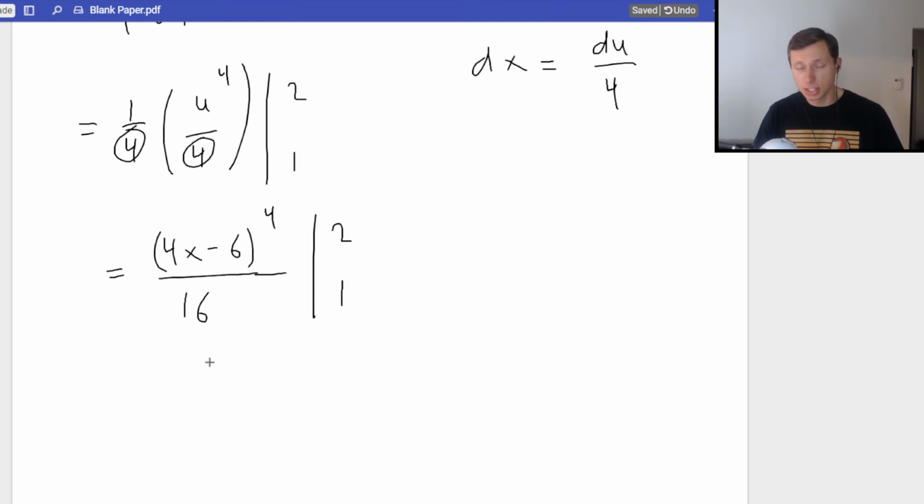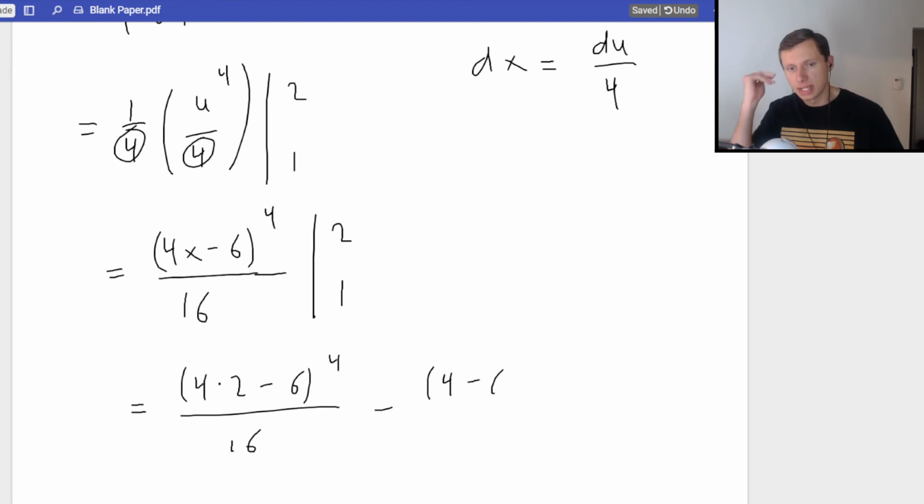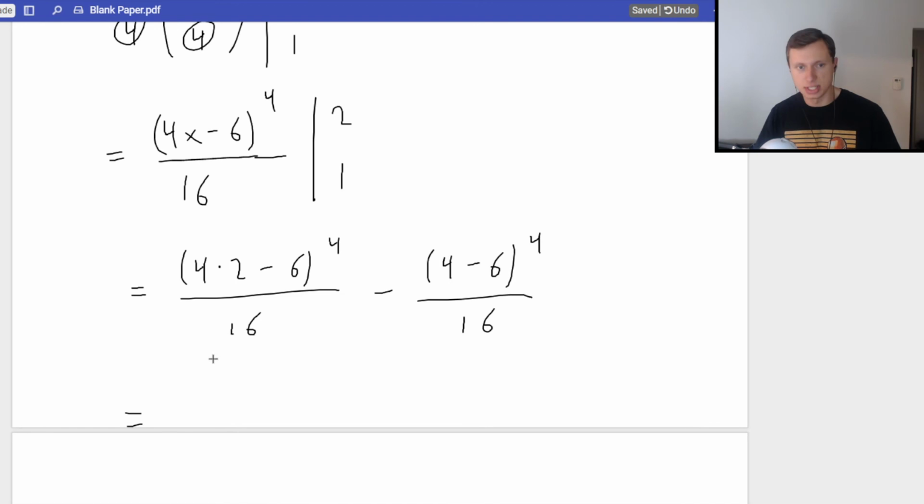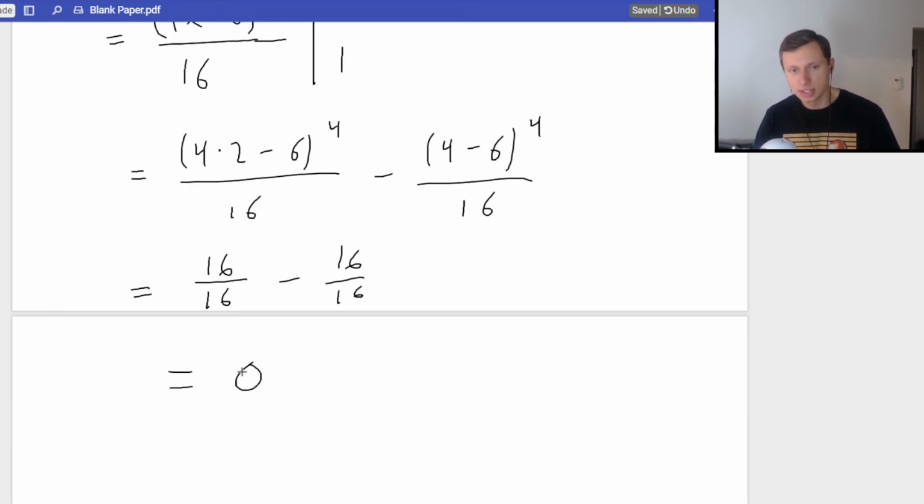2 minus 1. We're going to get 4 times 2 minus 6 raised to the 4th divided by 16, minus 4 times 1 minus 6 raised to the 4th divided by 16. Let's see what this is. So 4 times 2 is 8. 8 minus 6 is 2. And 2 to the 4th power is 16. 16 sixteenths. That's actually just 1. Pretty cool. Minus 4 minus 6 is negative 2. Negative 2 to the 4th power becomes positive 16. Positive 16 over 16. Look at that. We actually just get a final answer of 0.